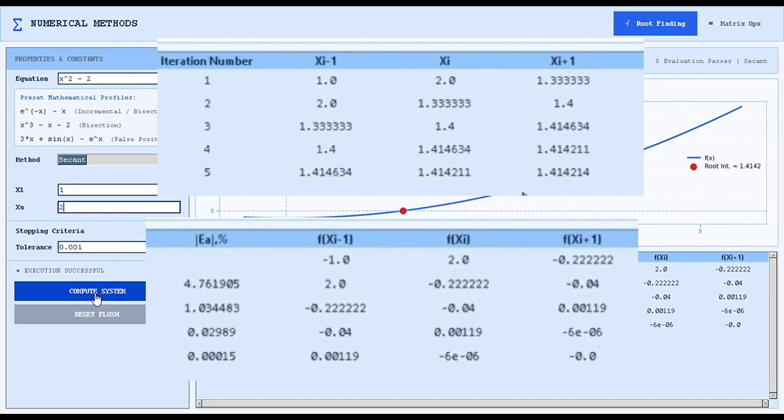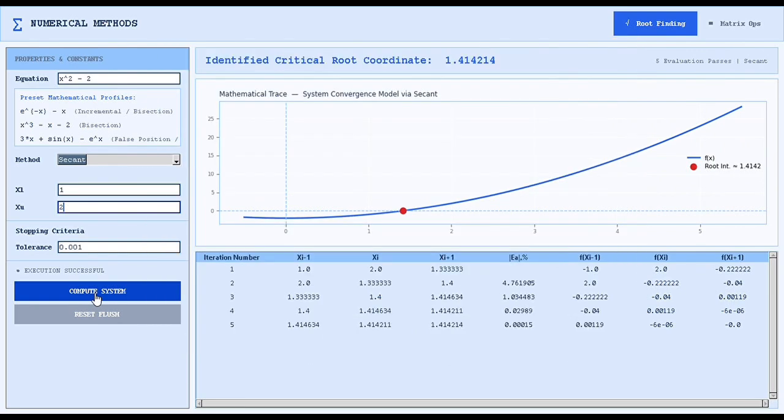Again, because there is no previous xi plus 1 to compare against yet. The new estimate xi plus 1 is calculated by drawing a secant line through the two current points, and those 2 points then shift forward each iteration until EA drops below 0.001. The graph updates one final time with the red dot again confirming the root at approximately 1.414.